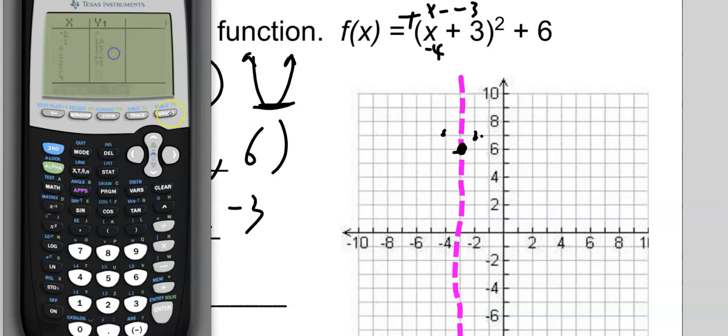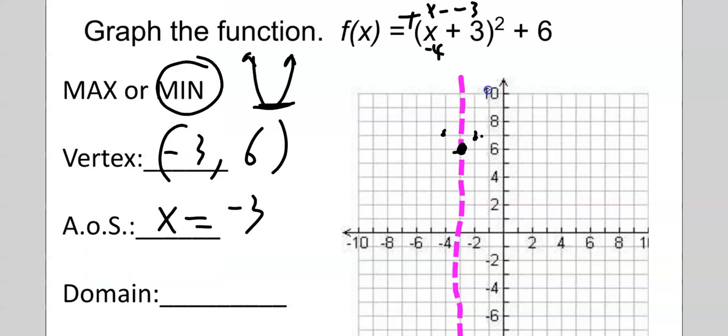Go to your table, and there's (negative 2, 7). And if we go a little further, there's (negative 4, 7). And then (negative 5, 10) and (negative 1, 10). Again, mirror images, and you just connect the dots. Nice little parabola, and there we go.